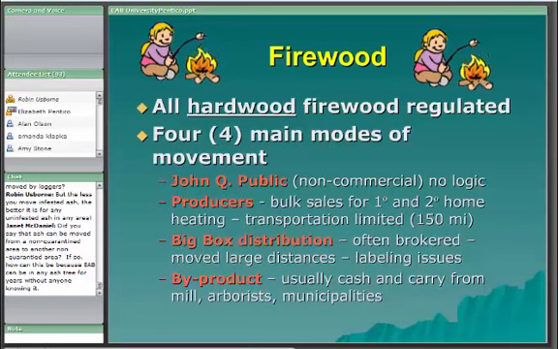Unfortunately, a lot of them go into firewood, especially the urban trees. Most mills don't want anything to do with an urban tree. If it's an urban tree, it generally has a lot of branching and it has metal in it, which is very hard on their saws. So they often go into firewood. Since all hardwood firewood is regulated, we see that the four main modes of movement of firewood are by people just like you and I, and there is no logic to that. People will move firewood much further than the cost of transporting it makes sense for, when they could buy it at the destination.